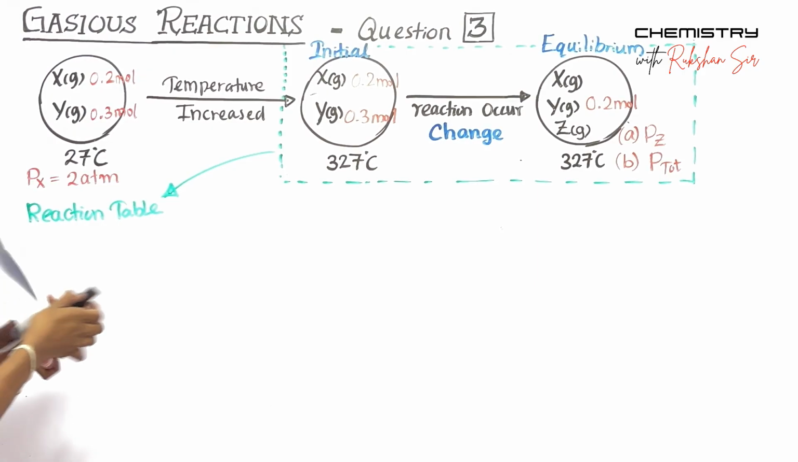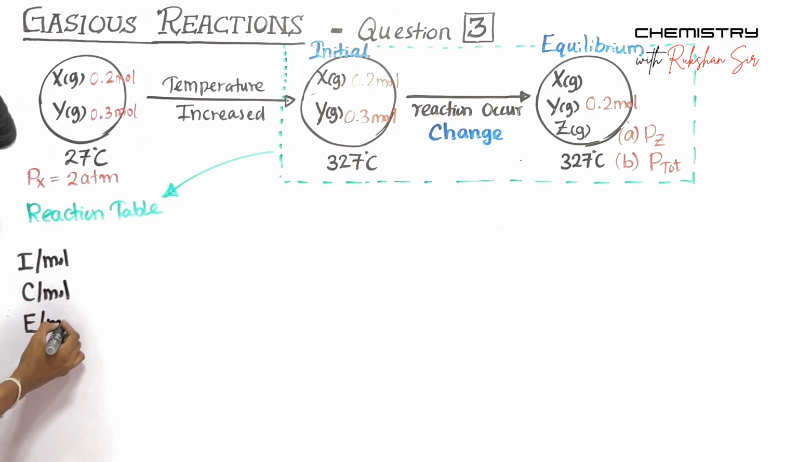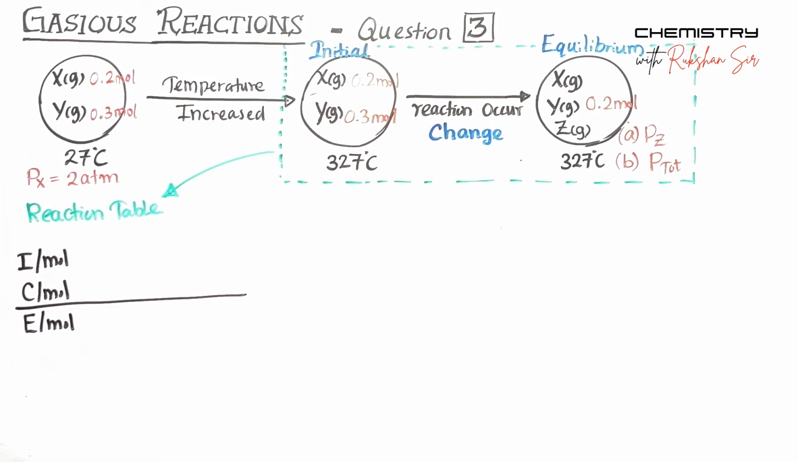Okay, the reaction table is the ICE table, right? So we have the initial amount of moles, change in moles, as well as the equilibrium moles in the reaction table. So what is the reaction there?